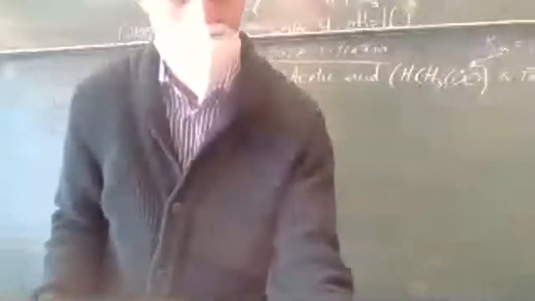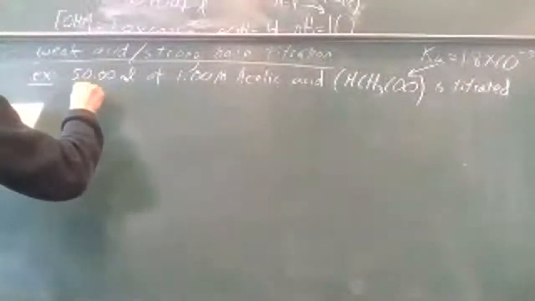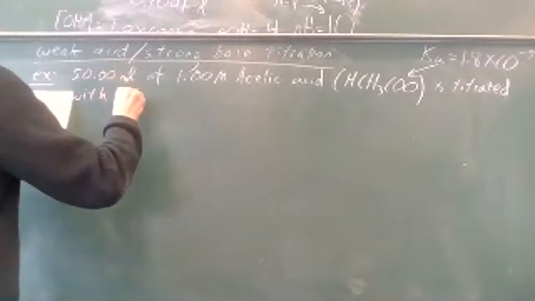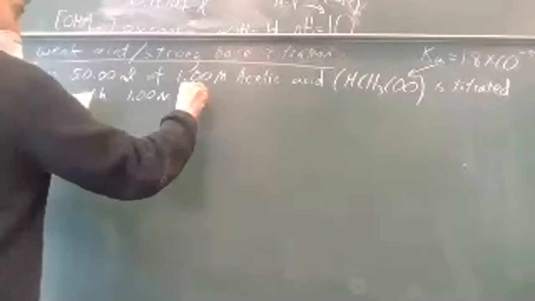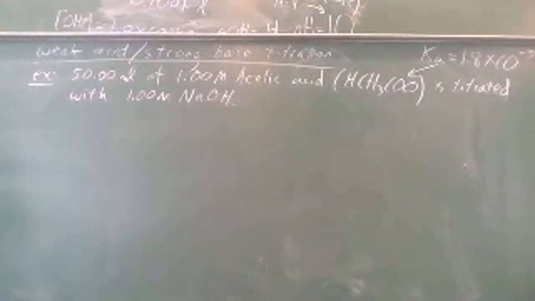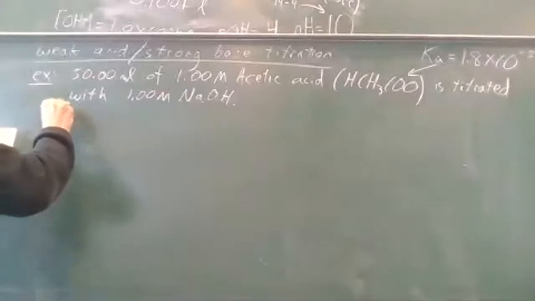Okay, the acid is titrated with 1.00 molar NaOH. So we're going to keep the same strong base, okay? Good. Find the pH.